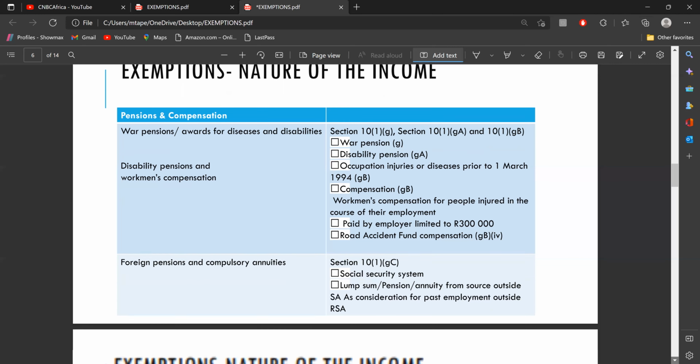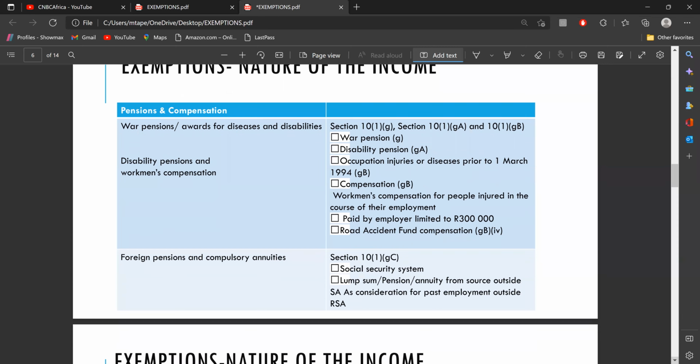Then there's foreign pensions and compulsory annuities. If you have been working in another country for a couple of years and you receive a pension from the social security system, this would be exempt in terms of Section 10(1)(gc). These amounts go straight into gross income, and then they are exempt in terms of Section 10(1)(gc), in terms of Section 10.